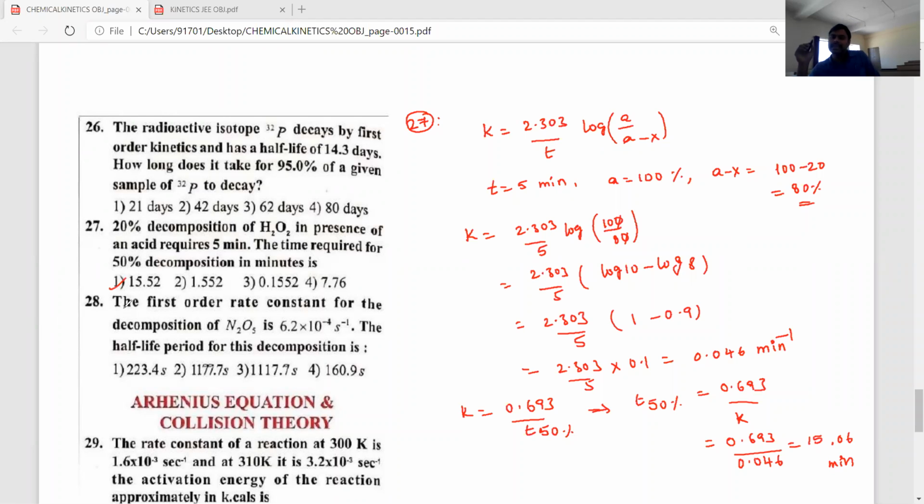See here, indirectly, for just 20 percent decomposition, the time given, 5 minutes, is enough for decomposition of 20 percent of H2O2. Using the data, we find the rate constant of the first order reaction, because the decomposition of H2O2 is going on under first order kinetics only. That's why we find the K value. Using that K value, we find how much time 50 percent decomposition of H2O2 requires, which is the half-life period. T half is equal to 15.06 minutes, or 15.5 approximately. According to the options, the first option is correct, because this 15.06 is nearer to 15.52.